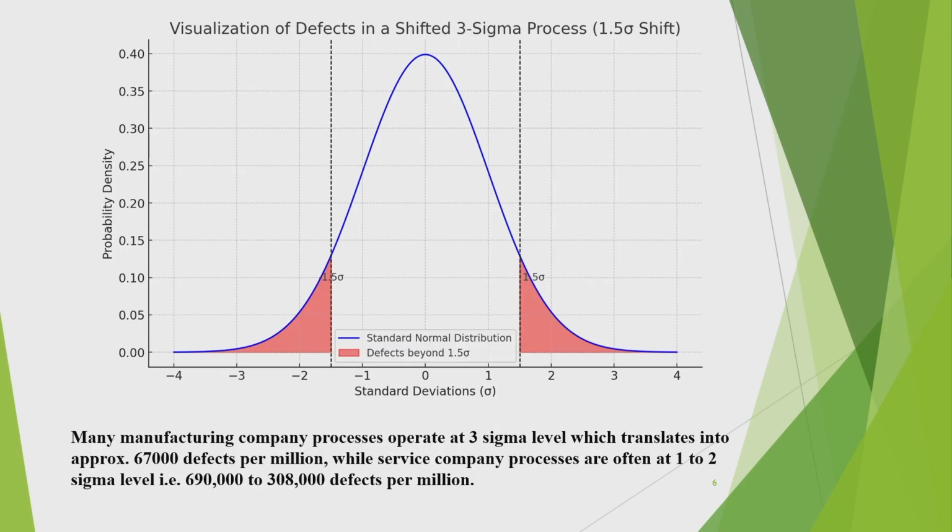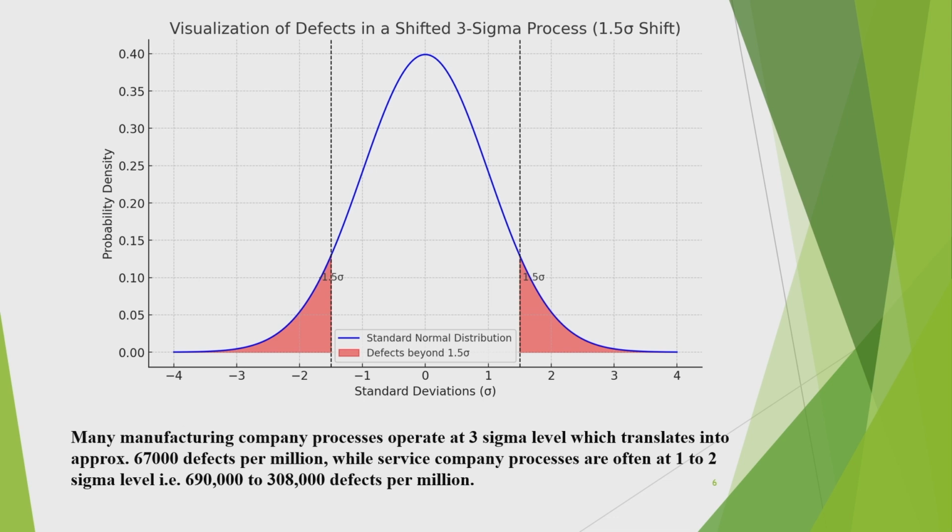Now suppose many manufacturing company processes operate at 3 sigma level, which basically translates into 67,000 defects per million, while service company processes are often at 1 or 2 sigma level. That is, in one case, 1 sigma level, 6,90,000 defects per million, and in the 2 sigma level case, 3,08,000 defects per million. We have that type of thing.